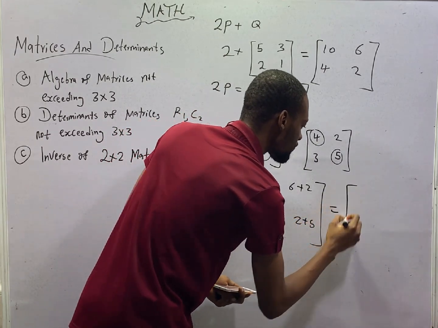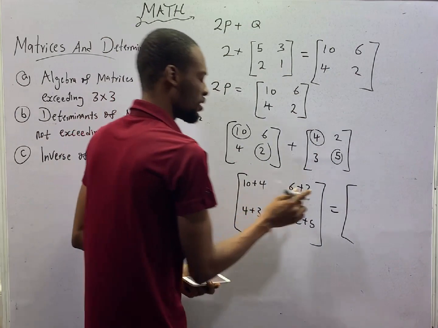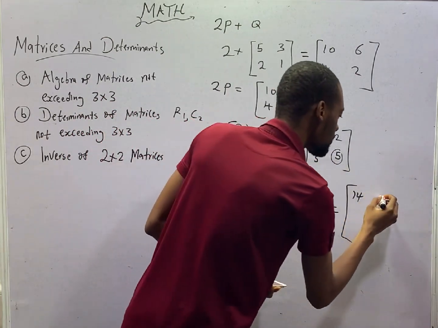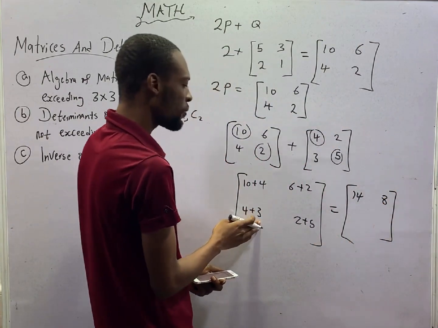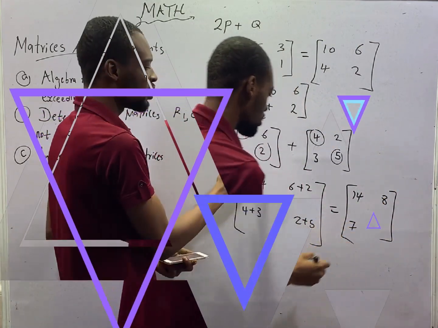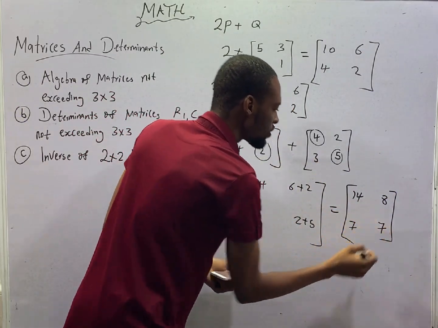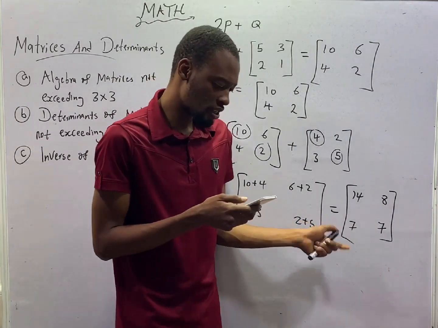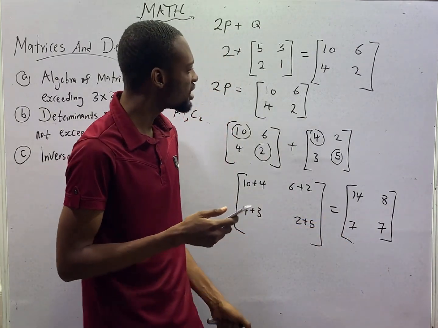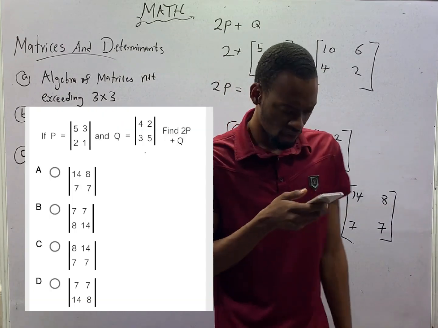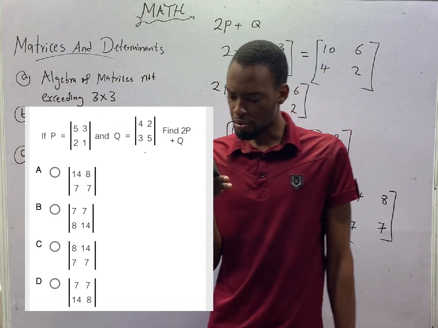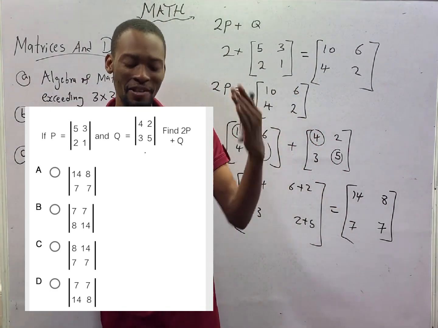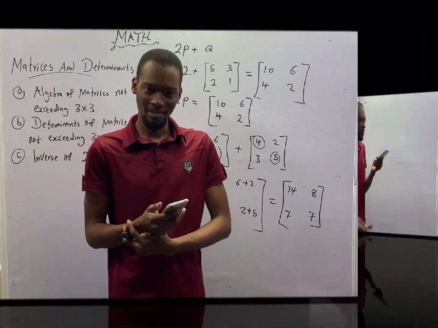So this will give you 10 plus 4 is 14, 6 plus 2 is 8, 4 plus 3 is 7, 2 plus 5 is also 7. So the answer is 14, 8, 7, 7. Let's see if there's any option like that. Looking at all the options, option A seems to be the correct option. Let's look at the next question.